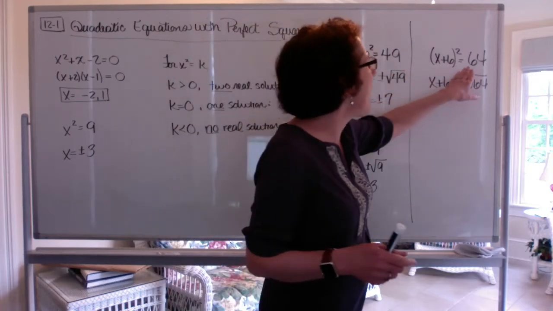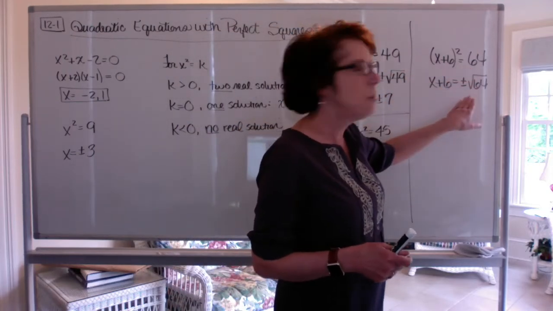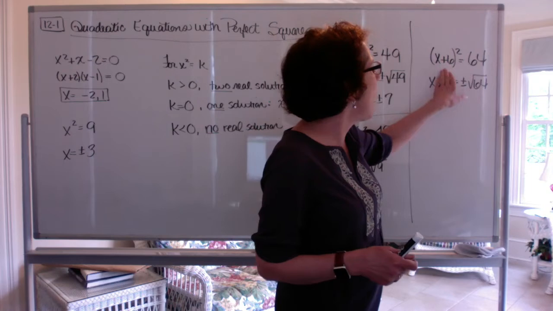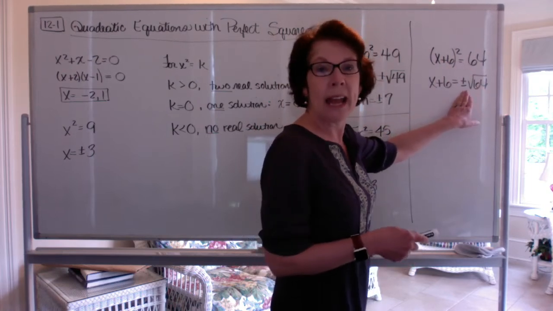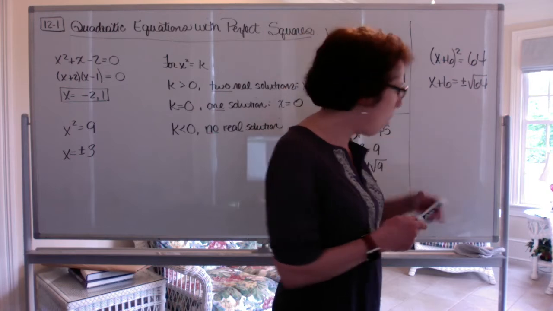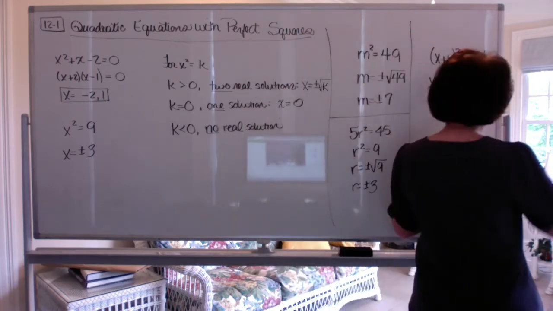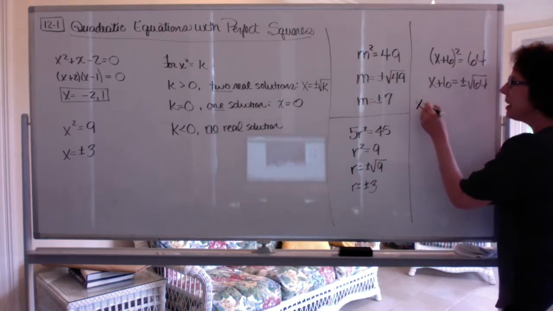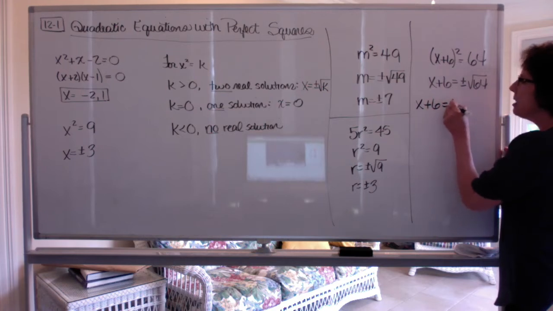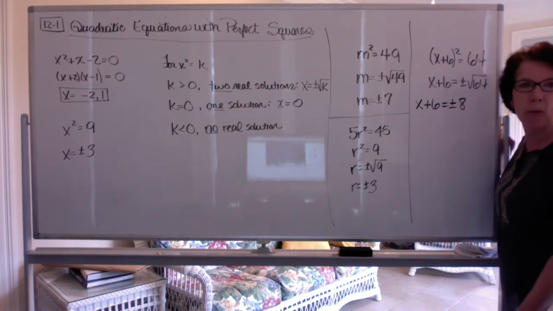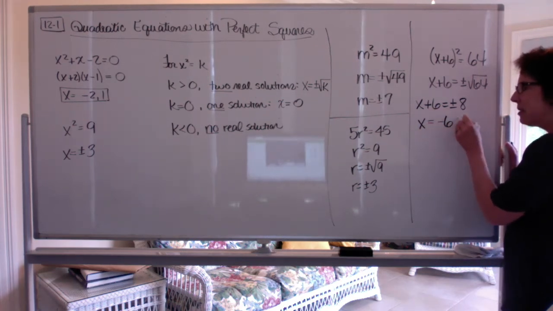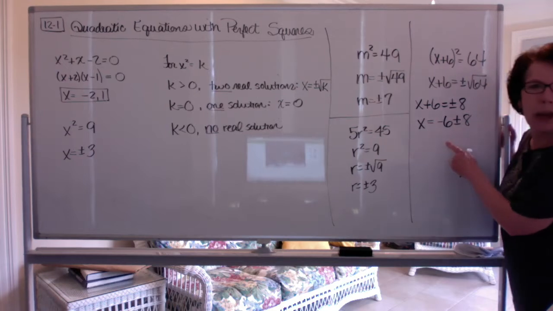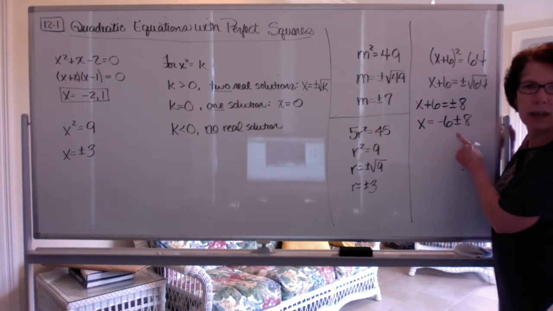Now on this side, I am going to take the positive and negative square root of 64. On the side opposite your variable, you always take the plus minus root. Okay, now let's continue on. So now what I have is x plus 6 equals positive and negative 8. I've just simplified my root. And now I'm going to isolate my variable. So x is going to equal, bring this over, negative 6 plus minus 8. Now you can't box that. That's not simplified.